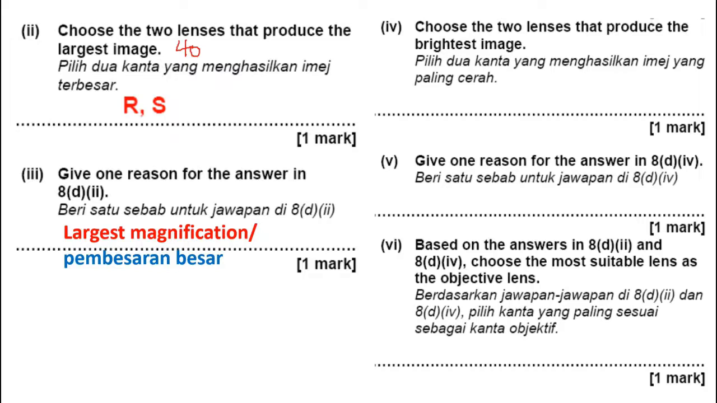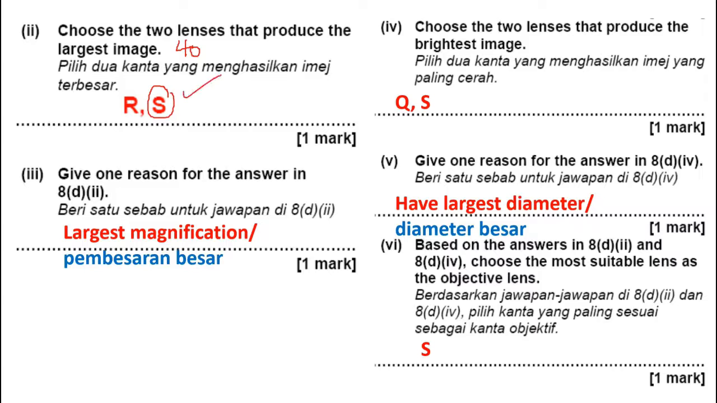And we continue. Choose the two lenses that produce the brightest image. So for brightest, it should be Q and X. Why? Both lenses have the largest diameter. So based on the answers in part 2 and part 4, select the most suitable lens as the objective lens. It will be X. Here it appears one time, then here it appears a second time. So X will be the best choice.